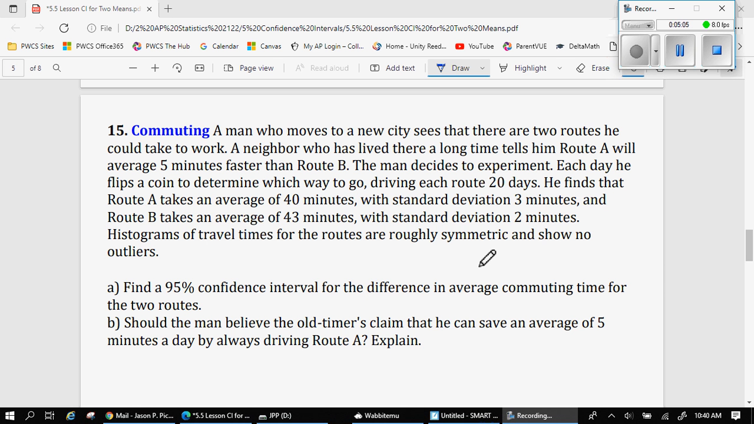Certainly, the time it takes to get to work each day is going to be independent every day. Things will change, but how long it takes you to get to work on Monday is not going to change how long it takes you to get to work on Tuesday. And both directions are going to be independent of each other. How long it takes you to get to work going one way is not going to determine how long it takes going the other way. They're going to be independent of each other. So we have randomness, independence, and of course, 20 days apiece is less than 10% of all the days this man will probably drive to work.